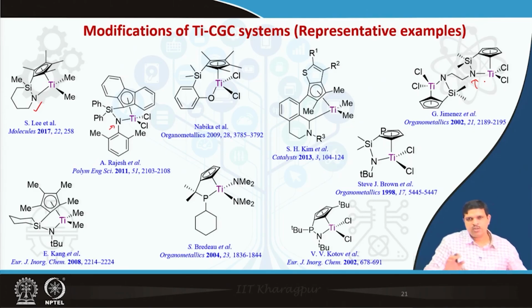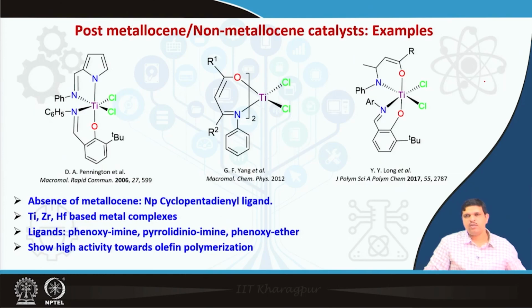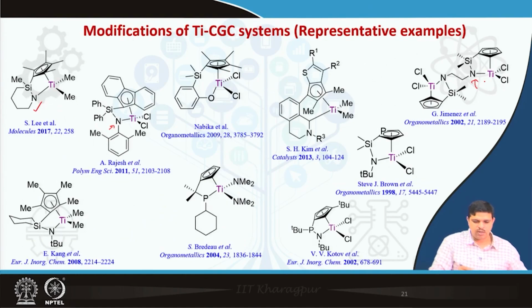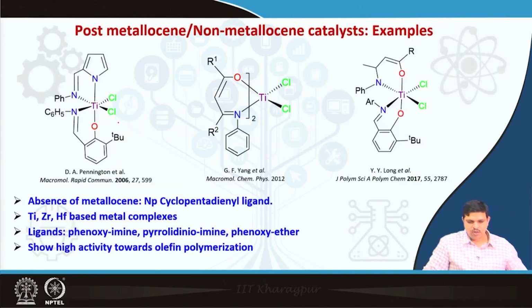So there is vast scope on this kind of catalyst for the development of new catalysts of the CGC category. Mainly this chemistry is dominated by titanium, titanium 4. So now the recent progress in this chemistry, the post-metallocene based chemistry, is the non-metallocene catalyst.